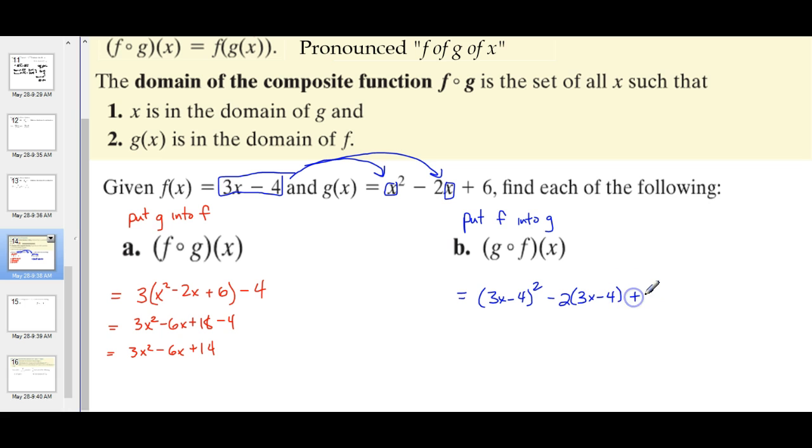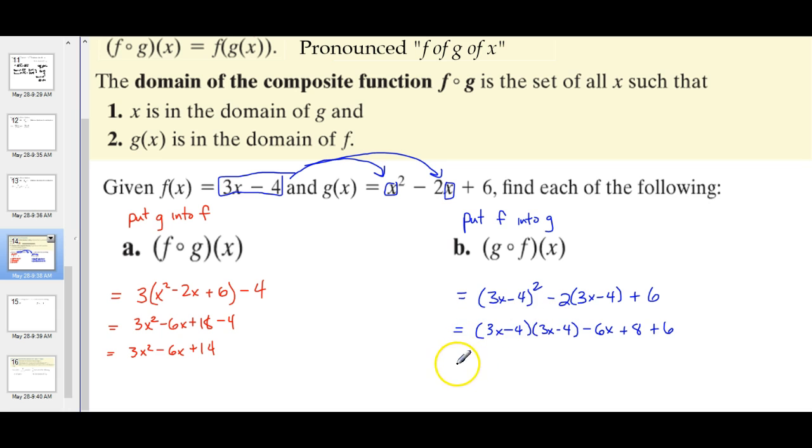So if you have to distribute or change the signs or something, square it, you have it set up correctly. Alright, so something's being squared, minus 2 times something plus 6. Something's being squared, it's the 3x minus 4. Minus 2 times something, minus 2 again times the 3x minus 4. And then we just simplify this. So I'm going to square the 3x minus 4, which means to multiply by itself. And then I'm going to go ahead and distribute the minus 2 through. So minus 2 times 3 is minus 6x. Negative times a negative is a positive 8. And then the plus 6.